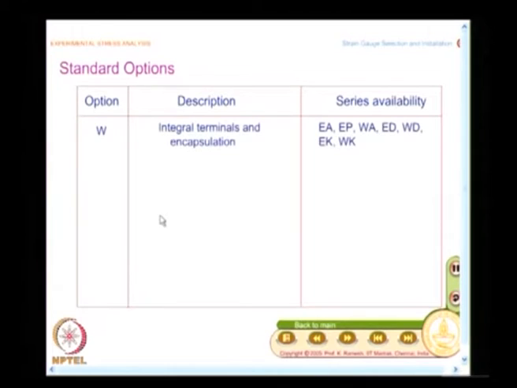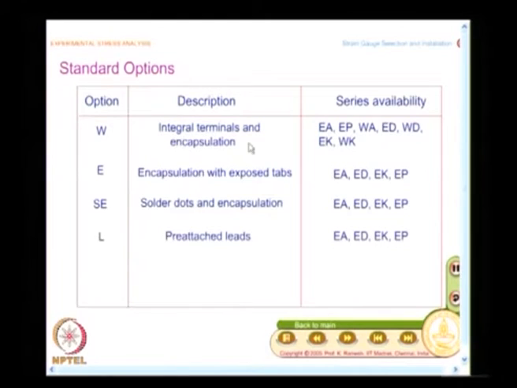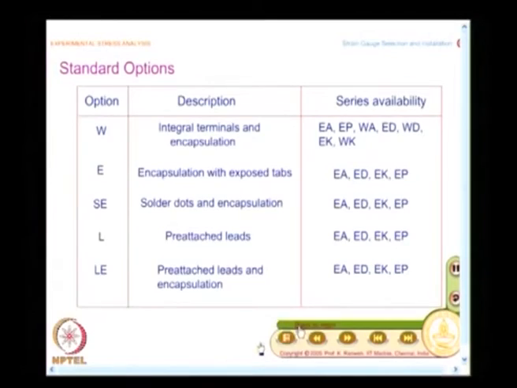So, when you look at the options, I have W, which is integral terminals and encapsulation, and when I have L, it is like pre-attached lead wires, and if I put LE, it is pre-attached leads and encapsulation. So, the idea is to emphasize that for special applications, look for suitable options to minimize your effort in installing the strain gauge. So, that is what we have looked at.